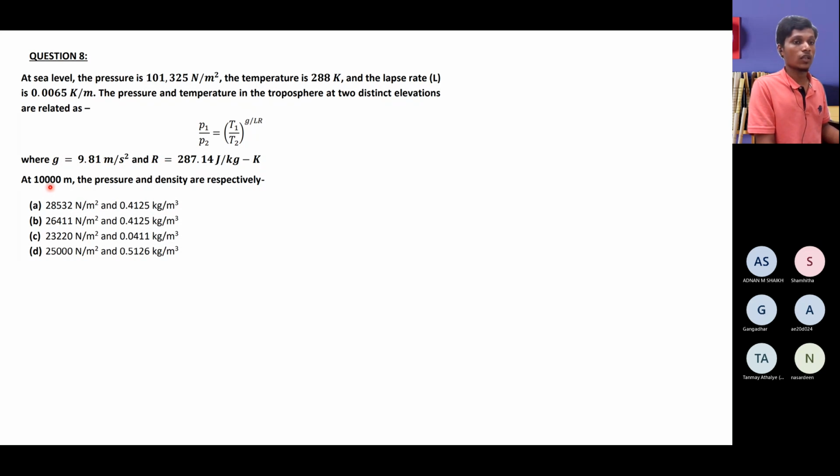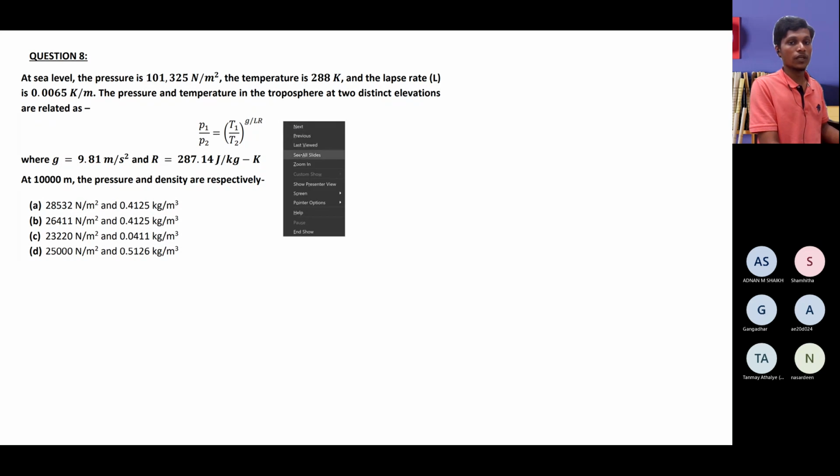The question is, at 10,000 meters the pressure and density are, respectively, what? They are just asking for the pressure and density at 10,000 meters, or 10 kilometers.